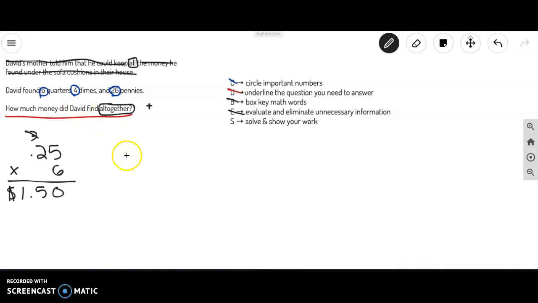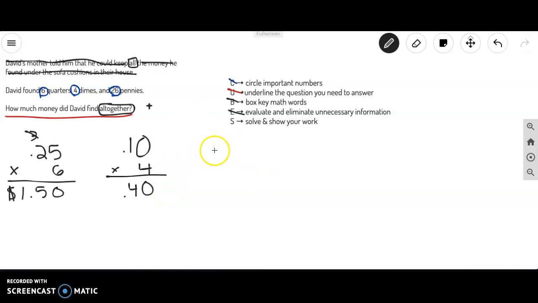Next, we're going to do the same thing with our dimes. Dimes are worth 10 cents, and we have 4 of them. 4 times 0 is 0. 4 times 1 is 4. Bring my decimal down. So we know that dimes, this is worth 40 cents.